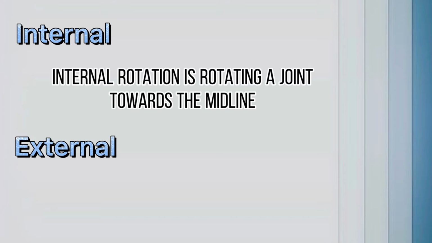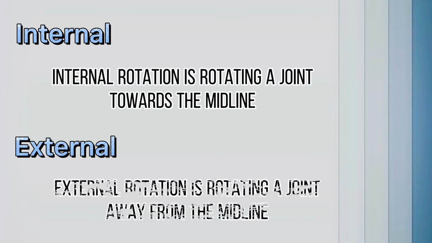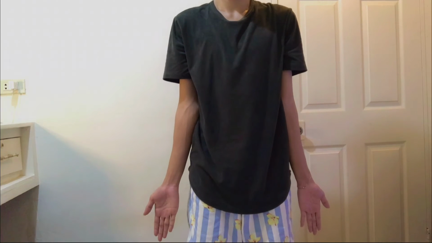Moving on to internal and external rotation. Internal rotation is rotating a joint towards the midline. External rotation is rotating a joint away from the midline. So here's an example of internal and external rotation. Internal and external.